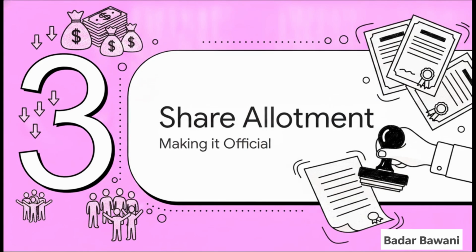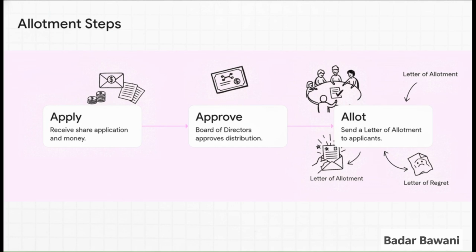Section 3. Allotment and share certificates. Making it official. So, you've applied and sent in your money, but getting shares isn't actually automatic. The formal procedure of allotment requires some strict legal steps. Once your application is in, the board of directors, or a designated allotment committee, must explicitly convene and approve the distribution. It's basically a vetting process. Once the board signs off, you'll receive a letter of allotment confirming you've officially made the cut. Didn't make it? Well, you'll get a letter of regret and your money returned.